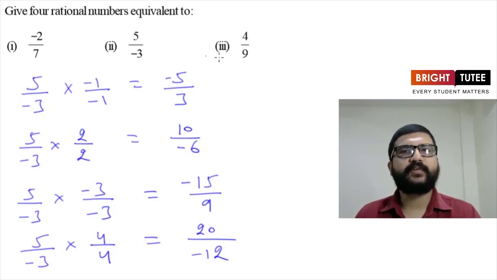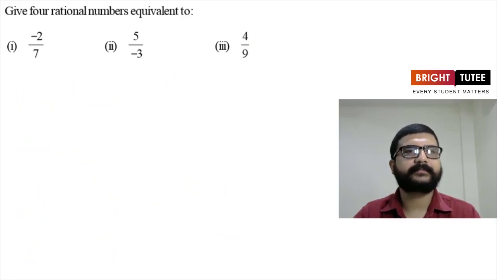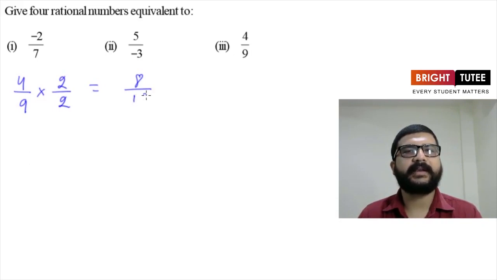Now let's find 4 rational numbers which are equivalent to 4 upon 9. So the number here is 4 upon 9. Let's multiply it with 2 upon 2. Now this will give us 8 upon 18. Now we can multiply this number 4 upon 9 with 3 upon 3. Now this gives us 12 upon 27.